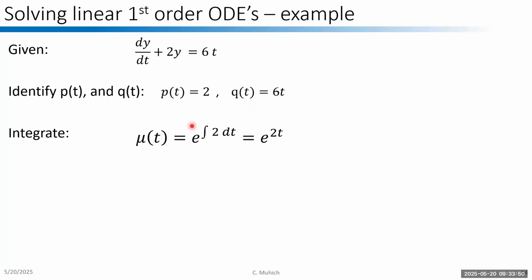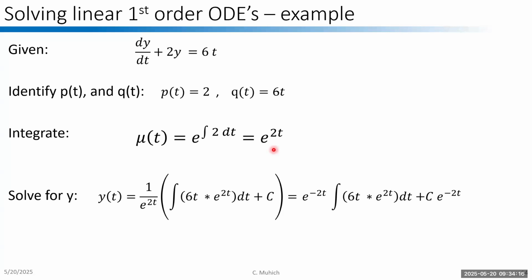Okay, so I now need to find my integration term. So remember, mu of t is e to the integral of p of t dt. So I can pop in p of t. Therefore, mu of t is equal to e to the integral of 2 dt. That leaves me with mu being equal to e to the 2t. I can now solve for y by substituting into that equation that I showed before. So y of t is 1 over e to the 2t times the integral of 6t times e to the 2t dt plus c.